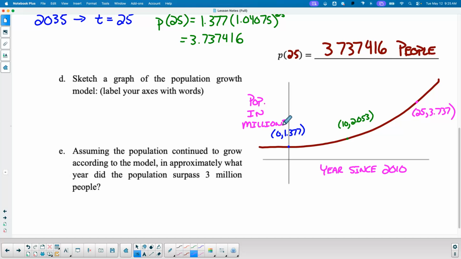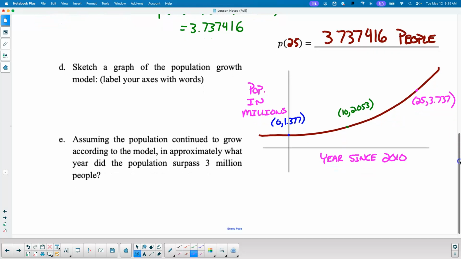Going the other way, when will the population surpass 3 million? Well, we already got 3 million, so let's go 5 million here. Let's change this 3 million to 5 million, because then it's sometime past then, right? So we know right now that our number has to be bigger than 25, okay? Because 5 million is more than 3.7 million.